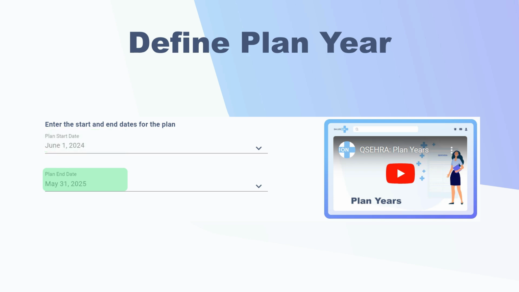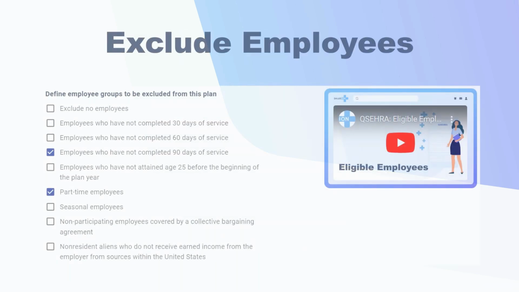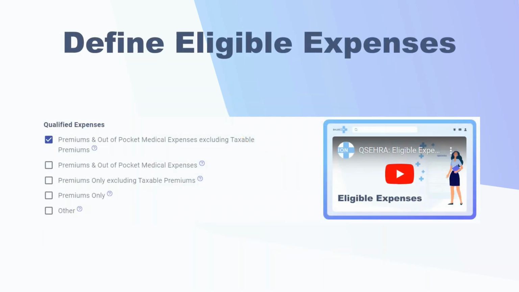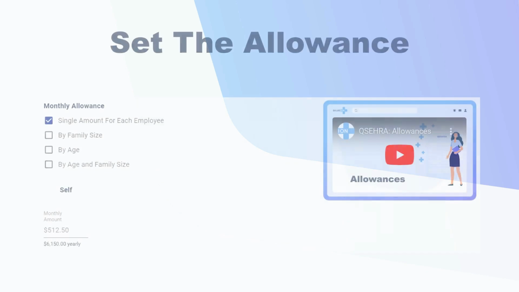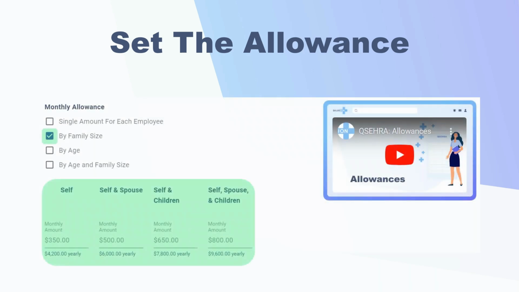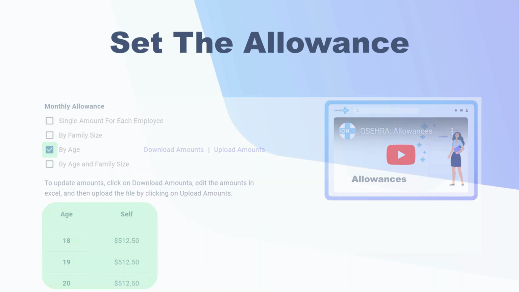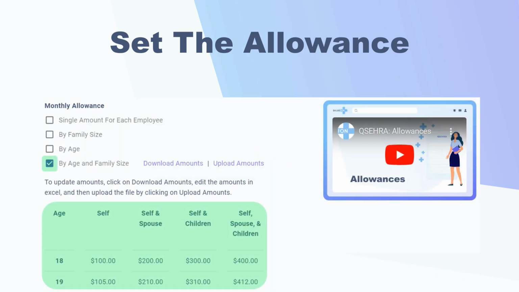The initial plan year may be less than 12 months, so that subsequent plan years start and end on desired dates. Next, select the groups of employees to exclude from the QSEHRA. And define the expenses that are eligible for reimbursement. Once eligible expenses are established, the next step is to set the allowance. The allowance can be set to one size fits all. It may vary by the employee's family size, age, or both age and family size.